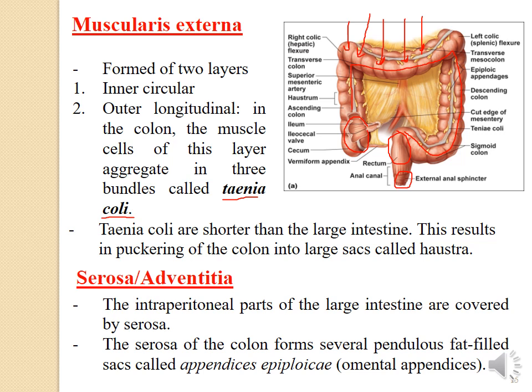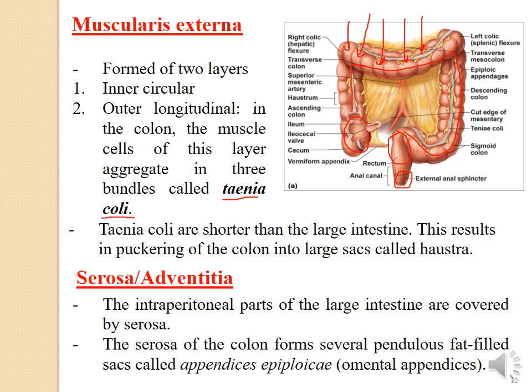Serosa or adventitia. The intraperitoneal parts of the large intestine are covered by serosa. So if the organ is entirely found inside the peritoneum, it is entirely covered by serosa. The retroperitoneal part, we have some parts covered by adventitia.